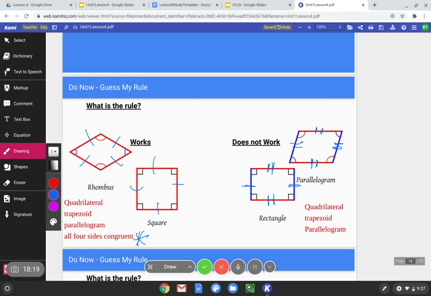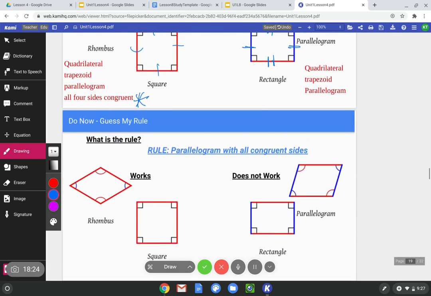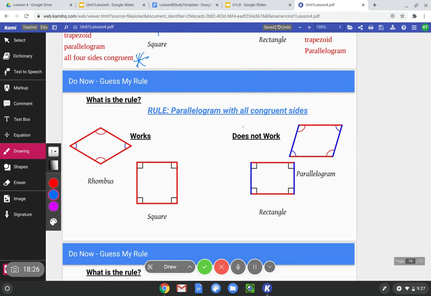So I'm going to say that the rule is all 4 sides are congruent. Let's see. There we go. Parallelogram with all congruent sides.